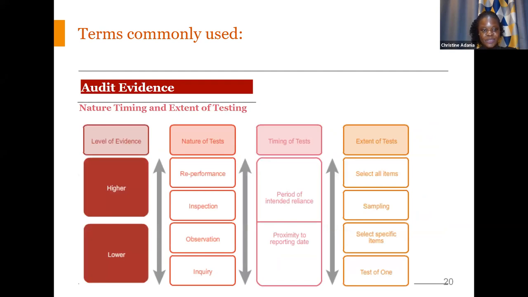Okay, so let's go to the nature, timing, and extent of testing. Yeah. So we'll assess level of testing. If you want a higher assurance or higher comfort, the nature of tests that you have to perform is reperformance and inspection. As I mentioned earlier on, the quality of evidence that you get out of observation and inquiry is very, very low. So you have to use it in conjunction with these that they consider for higher levels of evidence.